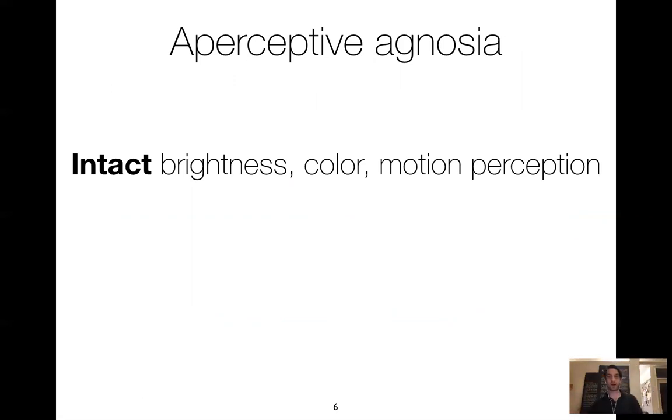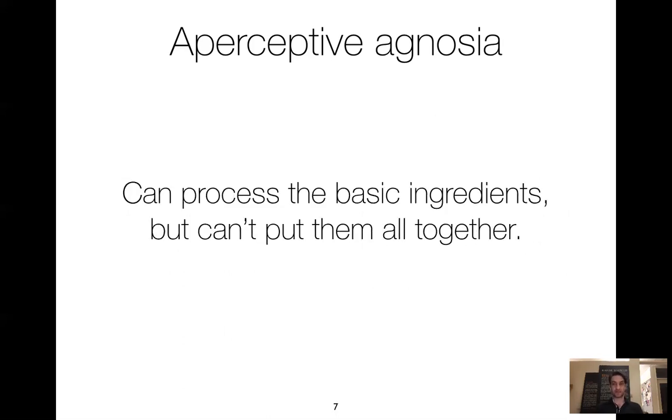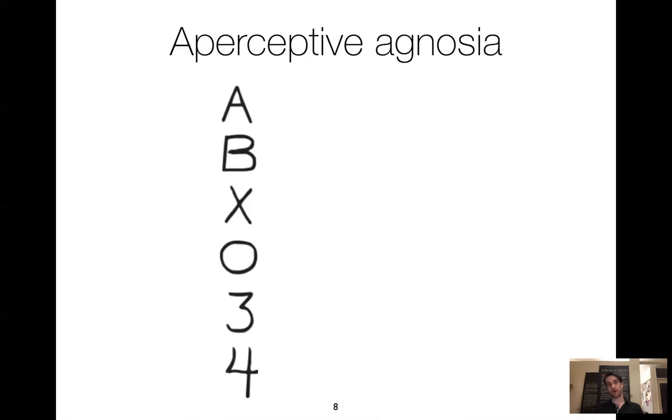If you show them two objects, one of which has color, the other which is grayscale, they can point to the one that's in color, no problem. So they have these real basic perceptual abilities. However, they have disordered perception when it comes to actually recognizing things like a shape, a picture, letters, numbers, and so on and so forth. The idea is that they can process the basic ingredients of the visual world, they just can't put them together into coherent wholes.